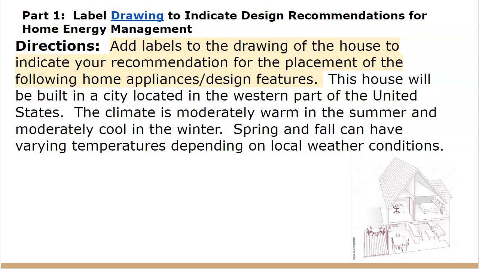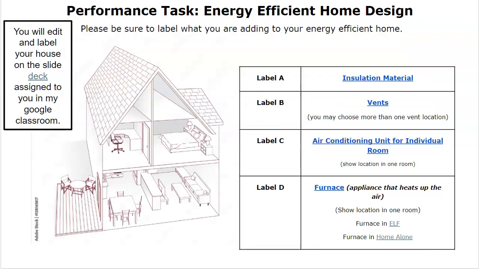So the first task that you're going to do is label a drawing of the house to indicate where you want to place the following appliances. You're going to have 4 different appliances that you're going to have to place in this household. And you're going to place them based on the information that you learned in the lessons that we did as a class and the information that you've learned about heat transfer.